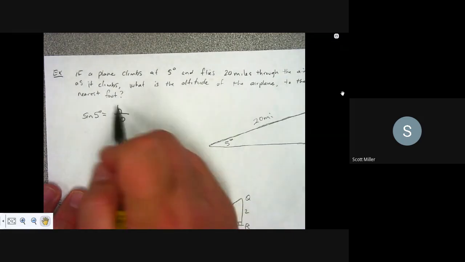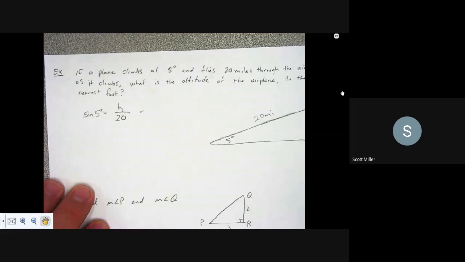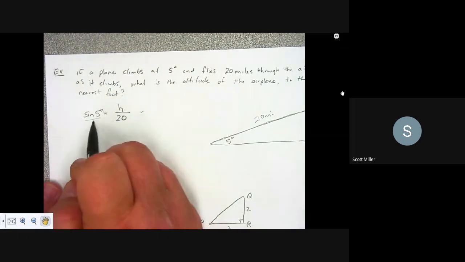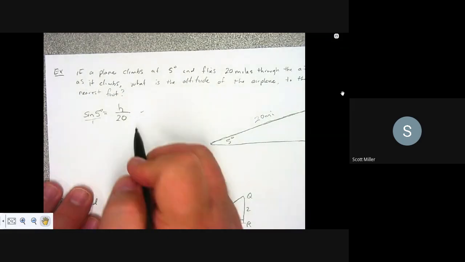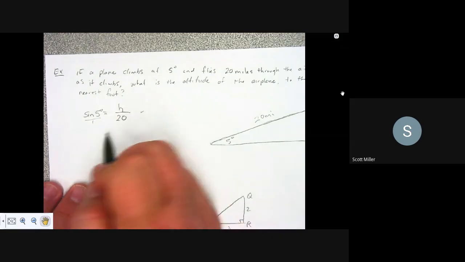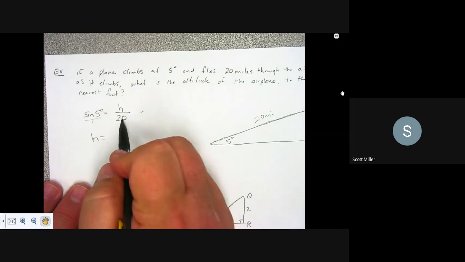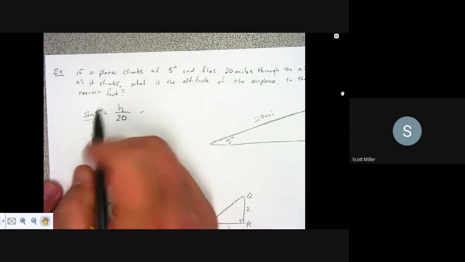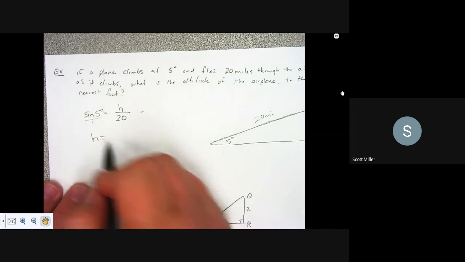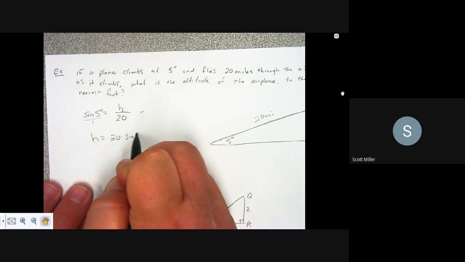You need to show me this. This is a mandatory step in this process. The next step is to cross multiply and solve for h. As I multiply in the diagonal sense, solving for h, I will get h equals 20 times the sine of 5 degrees. Always put the trig ratio last. So write it as 20 times the sine of 5 degrees.